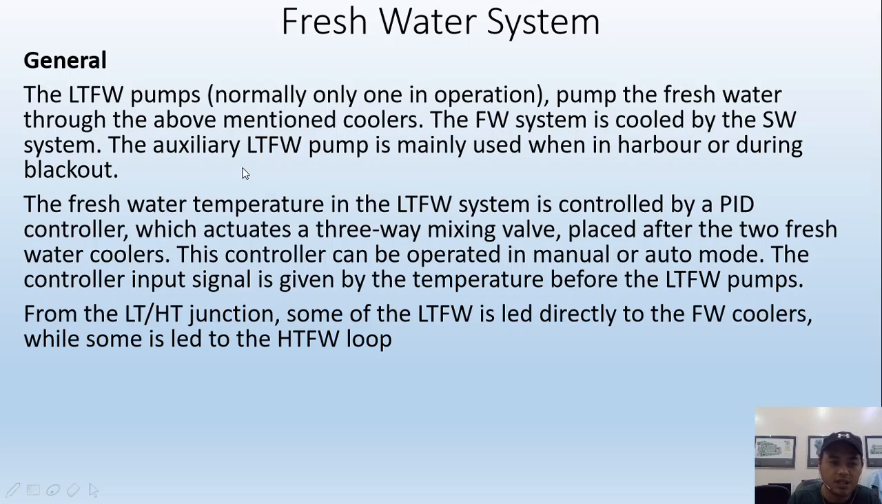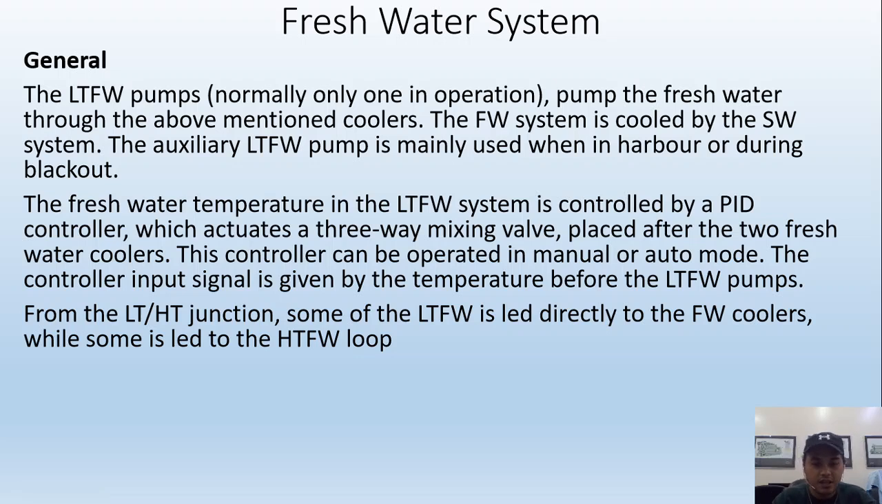I have already said this. The freshwater temperature is controlled by a PID controller which actuates a three-way mixing valve placed after the two freshwater coolers. It mixes the higher temperature and the low temperature water to maintain the proper temperature for the freshwater. This controller can be operated in manual or auto mode. The controller input signal is the temperature before the low temperature freshwater pumps. From the LT-HT junction, some of the LT freshwater is led directly to the freshwater coolers, while some is led to the high temperature freshwater loop.